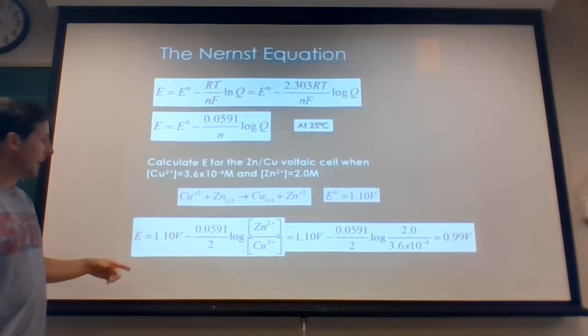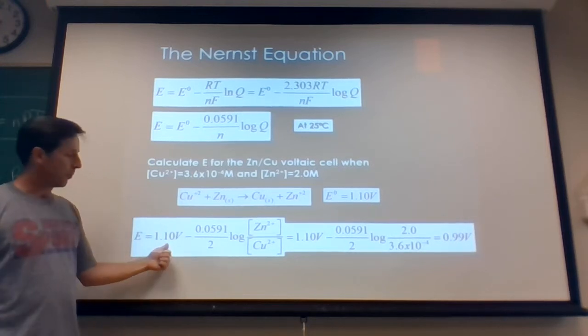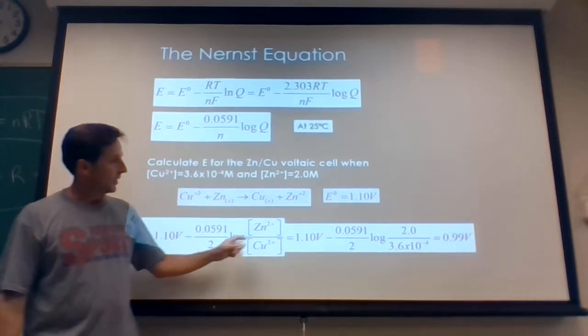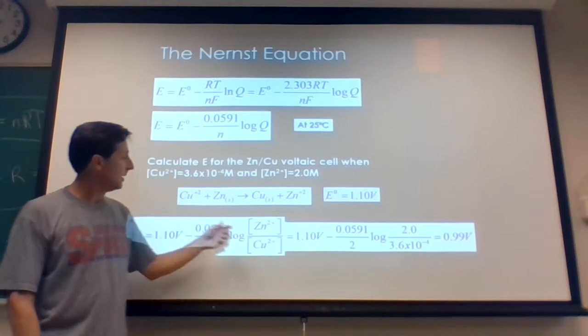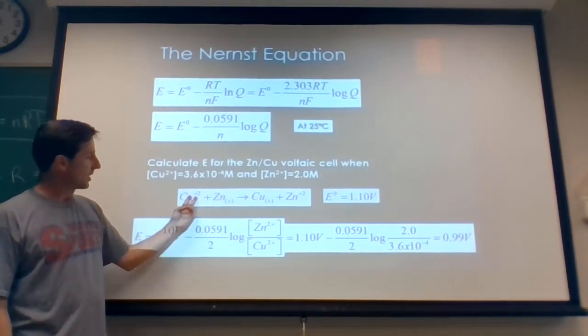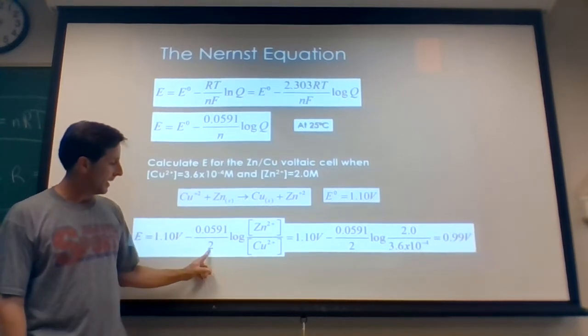So I should be able to plug in. A few minutes ago, we already calculated the E naught value was 1.10 for this cell. That was earlier in the PowerPoint. The concentrations we plugged in right there for Q. And finally, in this reaction, each zinc atom is going to give 2 electrons to the copper atom, so the number of electrons being transferred is 2. That's my N value.